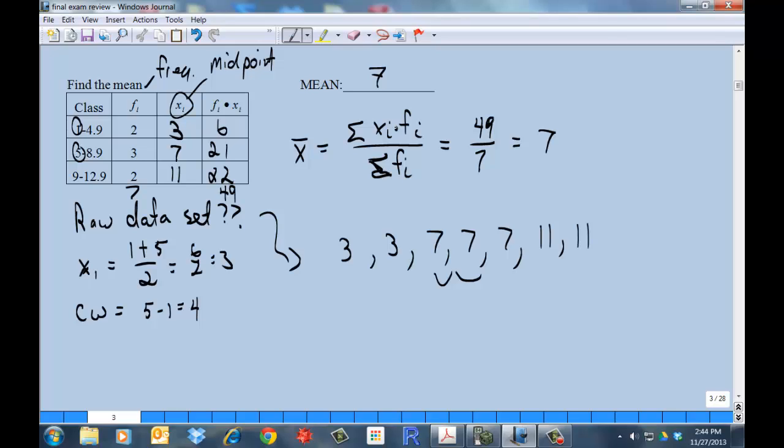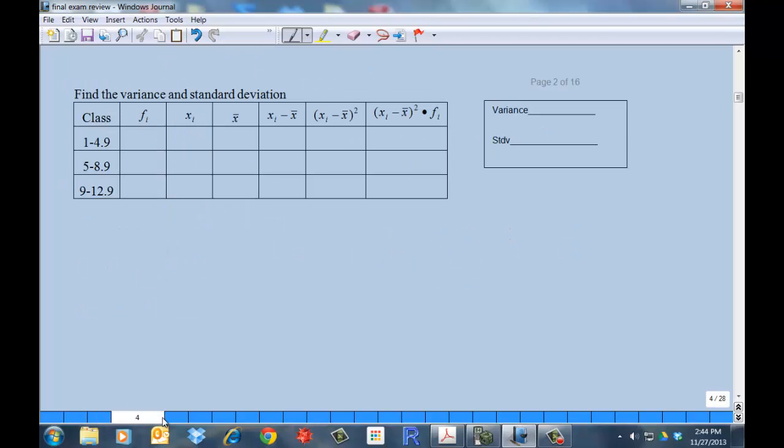Okay, now that we have the mean, let's go ahead and find the standard deviation for grouped data, which is the next question. And again, most of this is going to be the same, so the frequency is going to stay the same. We had a frequency of 2, frequency of 3, and a frequency of 2. The midpoints will be the same, 3, 7, and 11, but x bar is what we just calculated above. And so that's 7 all the way down. Now we compute xi minus x bar. So 3 minus 7 is minus 4.